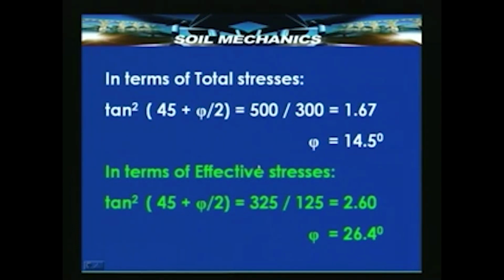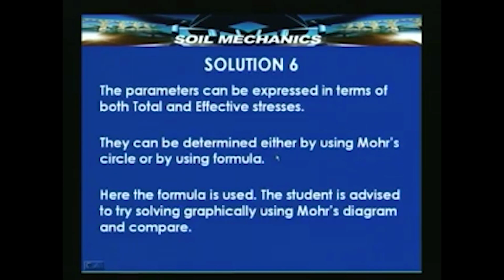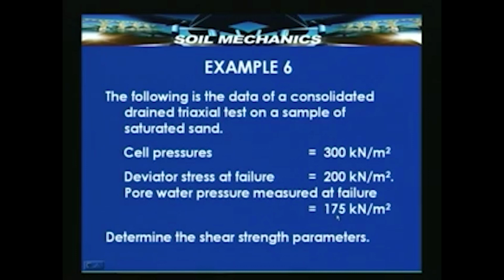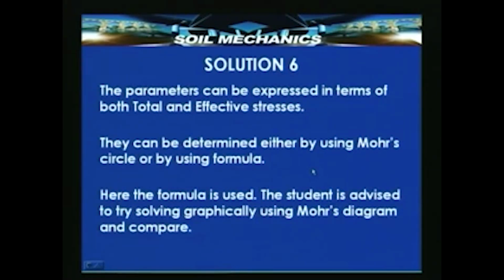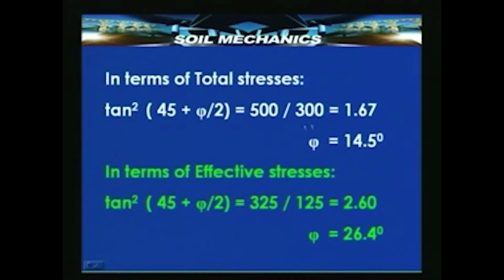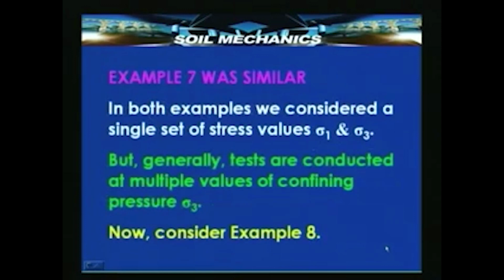And if we wish to use the effective stresses, what we need to do is to subtract the pore pressure from the values of sigma 1 and sigma 3. The pore pressure is 175, and if you subtract 175, you have 325 and 125, which gives you the effective angle of friction phi dash equal to 26.4 degrees. We also saw another example, example number 7, which was very similar.